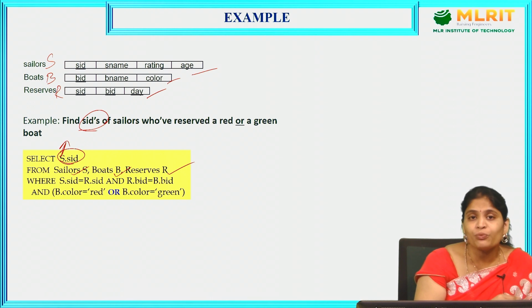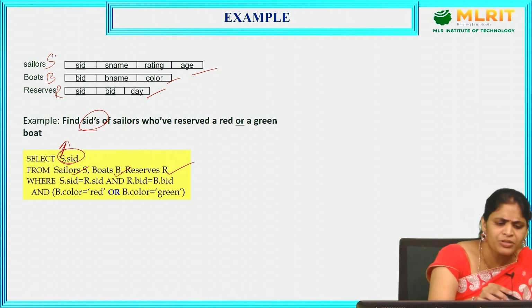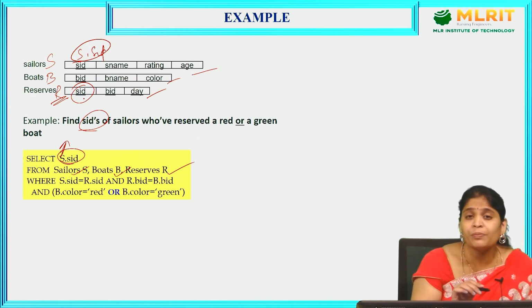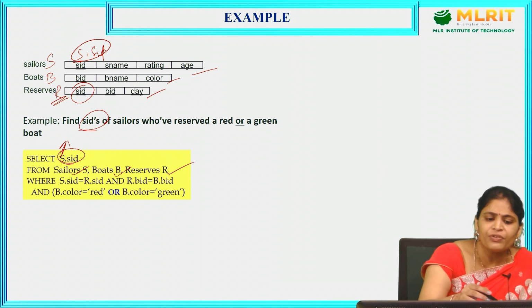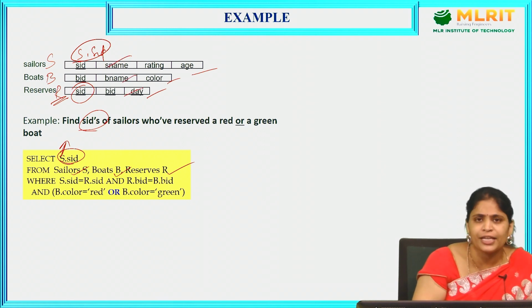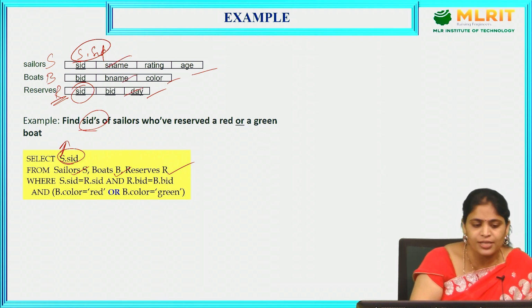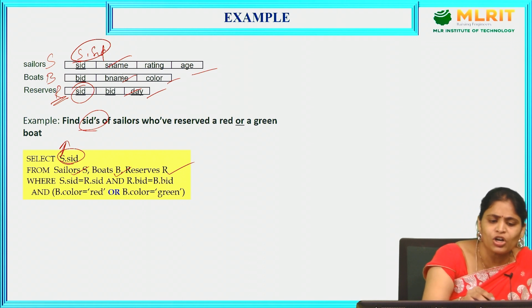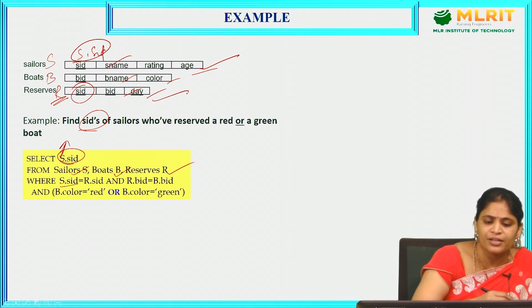Where, based upon which condition? See here, S.SID must be equal to, first, the sailor must reserve a boat, and the color also you have to mention. So, we have to combine all three tables. What are the common values here? S.SID. SID is the common value between Sailors and Reserves.